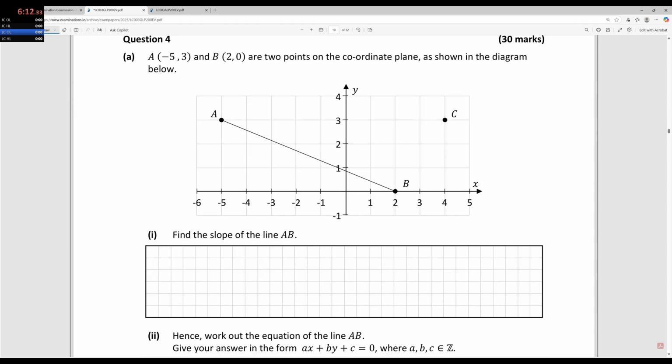Those are points on the coordinate diagram as shown. Find the slope of the line A to B. It goes up by 7, down by 3. Is that right? No, I have to do it around, of course, yeah. Minus 3 over 7 is what I meant. But that's being stupid.